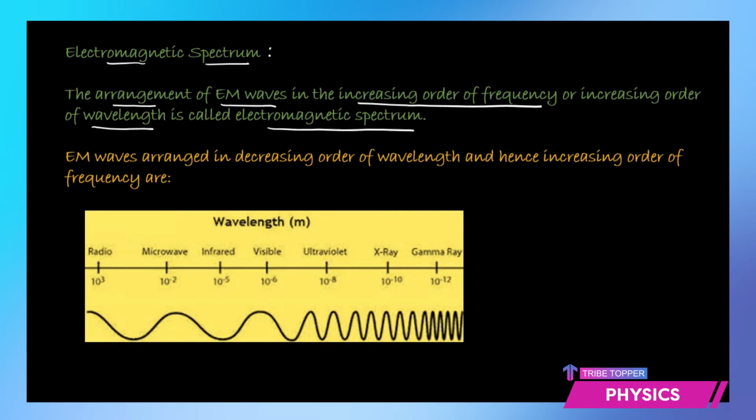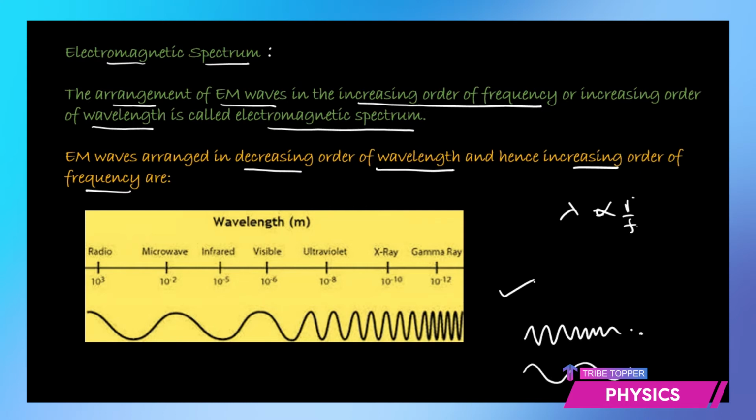Now, this particular image I have given is for the EM waves arranged in decreasing order of wavelength and hence increasing order of frequency. As you all know, wavelength and frequency are inversely related, because if the length of the wave is more, the frequency is less, because frequency is how many waves are completed in 1 second. If this length is more, then obviously the number of waves in a second is less. So this arrangement is in increasing order of frequency, so naturally the wavelength will decrease.